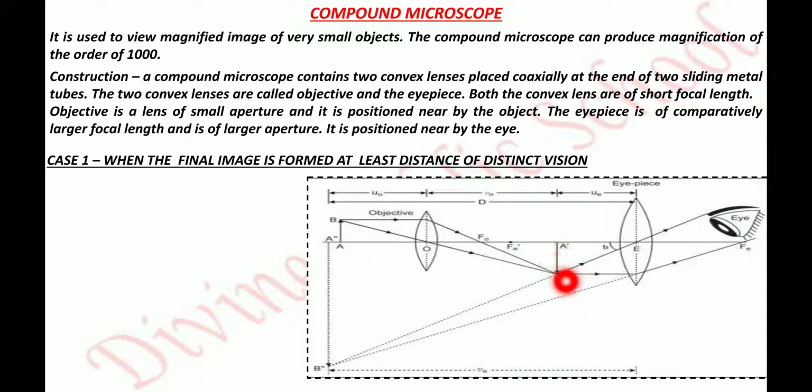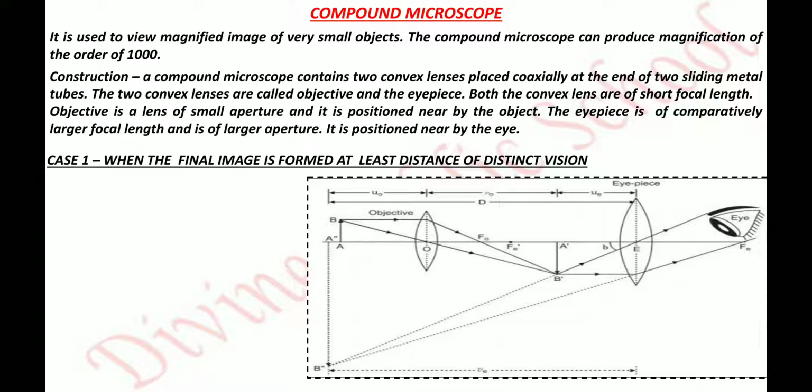So again, one ray parallel to the principal axis passes through, as you can see, the focus of the eyepiece. Another ray through the optical center goes to our eyes. When we extend the rays behind, we have an image, and that image is A double dash B double dash, and it is nearby the object. Every time it is not nearby the object, sometimes it differs, depending upon the length of the compound microscope.